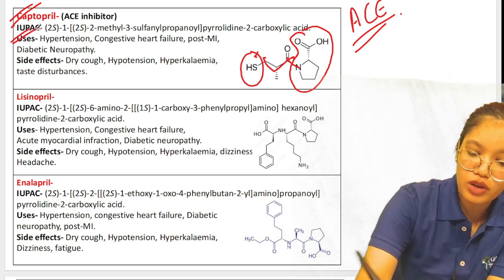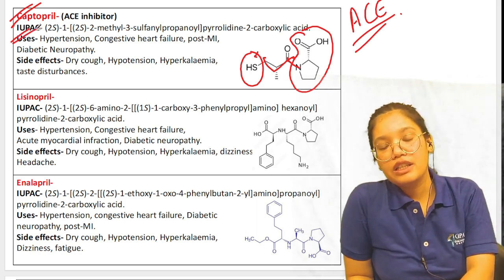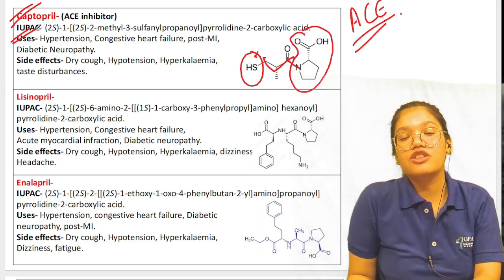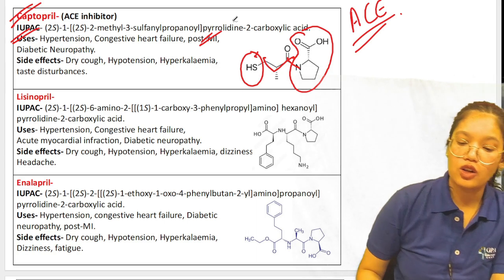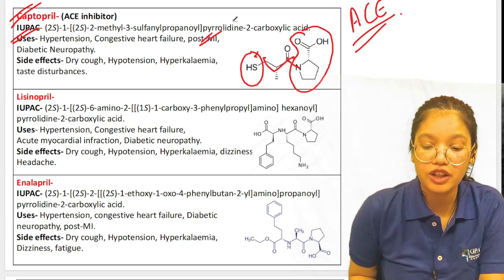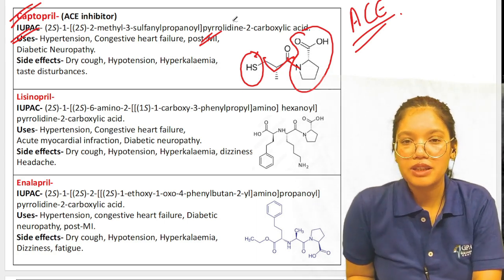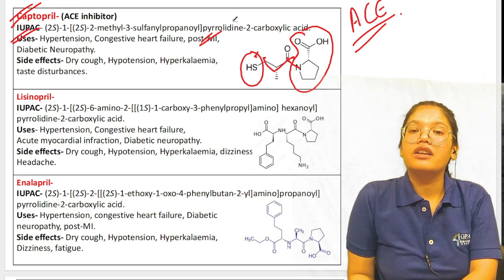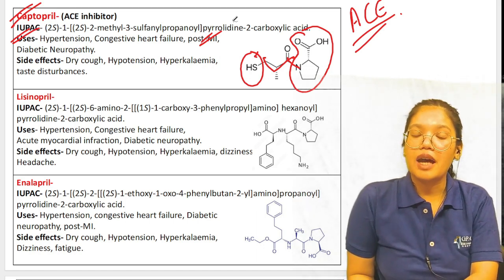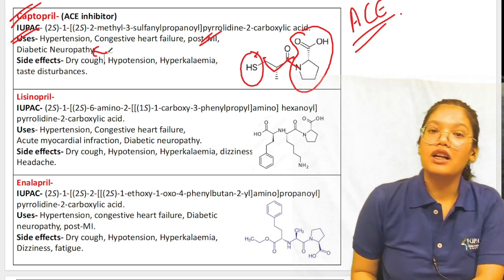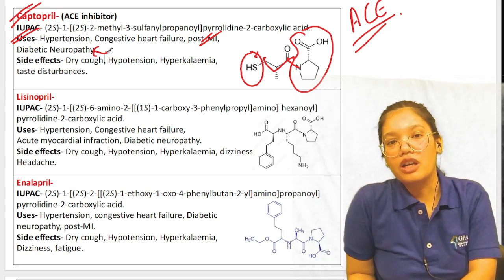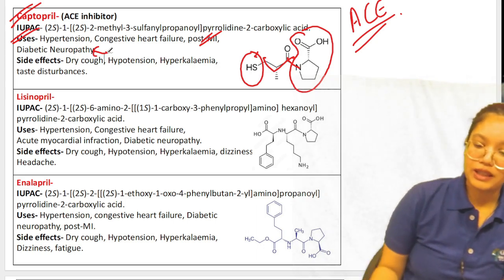Then if we move on to the uses, basically it is used in hypertension, congestive heart failure, post myocardial infarction, and it can also be used in diabetic neuropathy. So what is this diabetic neuropathy? Basically there is neuronal damage, and that damage is due to the high glucose level in the blood, so that is called diabetic neuropathy.